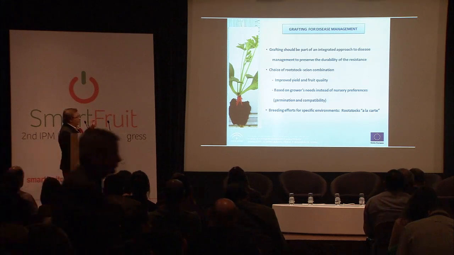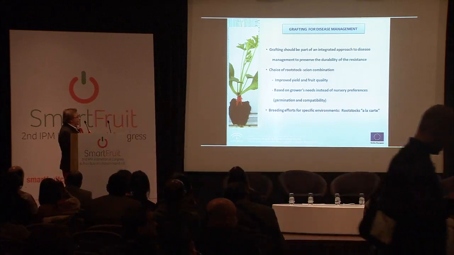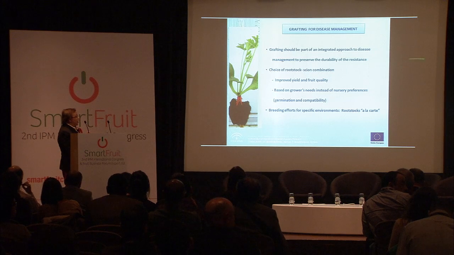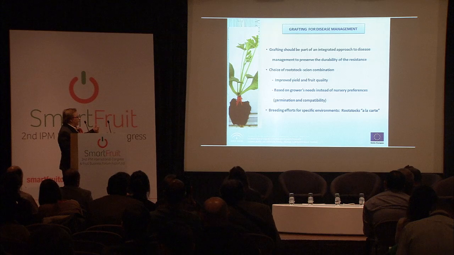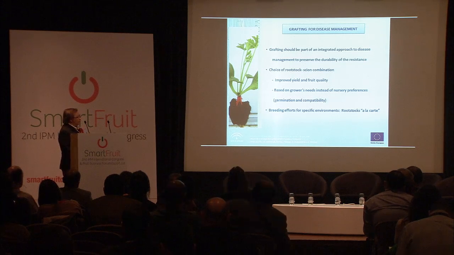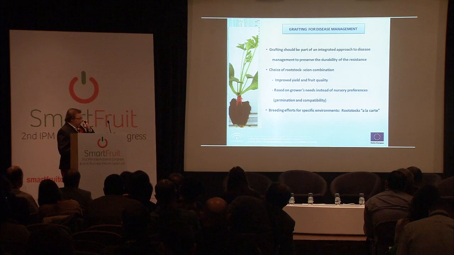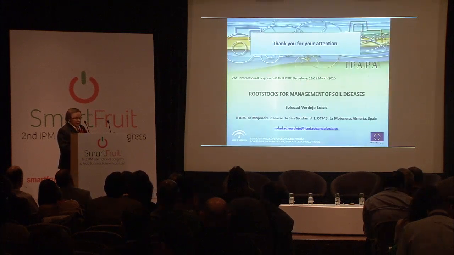It already is today, both to deal with incompatibility problems, and it should also be based on the grower's needs, the farmer's needs, rather than nursery preferences. Rootstocks are used that have good germination and compatibility that don't necessarily meet the farmer's needs as exactly. So improvement programs need to select material that responds to certain criteria, and there should be a la carte rootstocks, if you like, to meet specific needs.